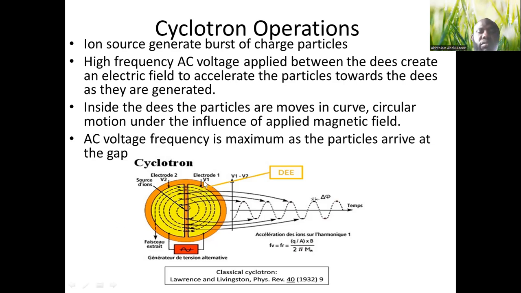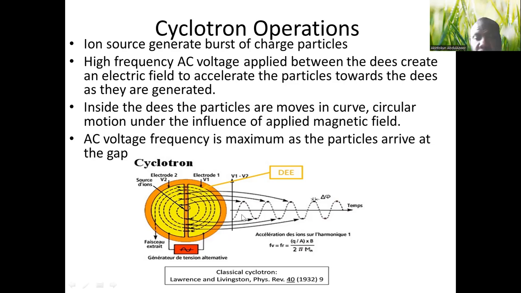So let's look at this. The AC voltage is at maximum as the particle arrives at the gap. When the particle gets to this point, the voltage is at its peak. You can see this is the first point after creation of the particles. When it gets to the other side, we have it at the trough. So at any given time, the voltage has its maximum value when the particle arrives at the gap between the Ds. The acceleration is achieved by the potential difference between the two Ds.